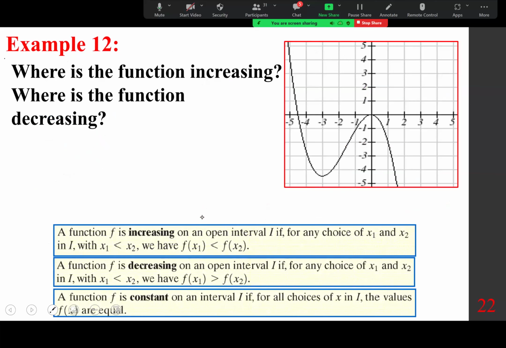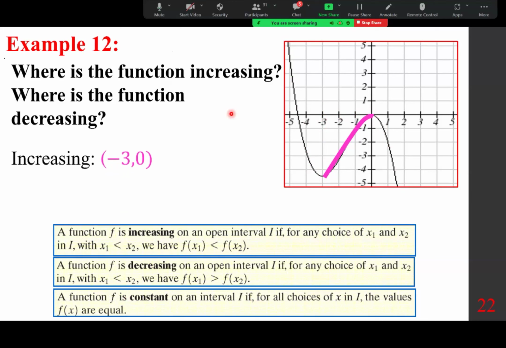And here's the last question. Where is the function increasing? Where is the function decreasing? I'm reminding you of those definitions. So decreasing, increasing, decreasing. Where is the function increasing? From negative 3 to 0. Please understand we are looking at the x coordinates along the x-axis, from negative 3 to 0. Where is it decreasing? The rest, meaning from negative infinity to negative 3, and this part from 0 to infinity.